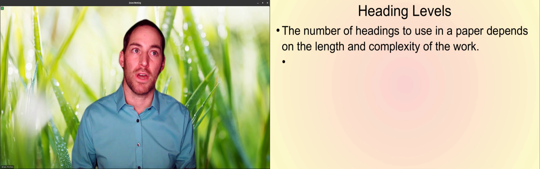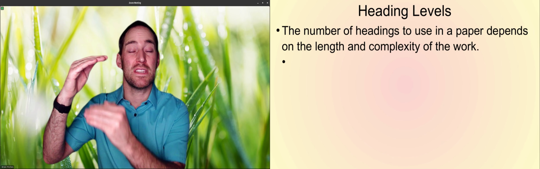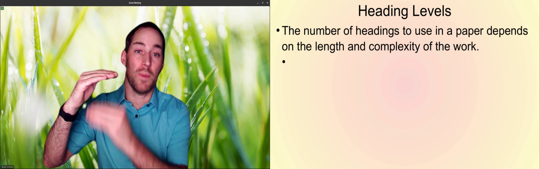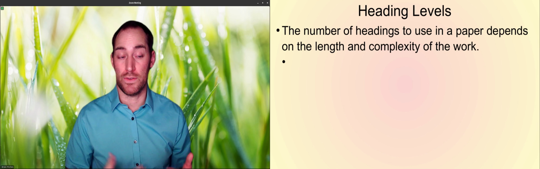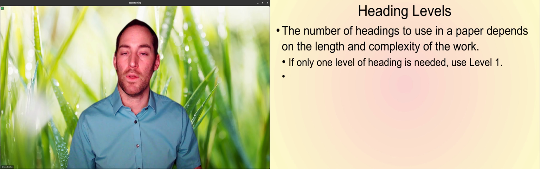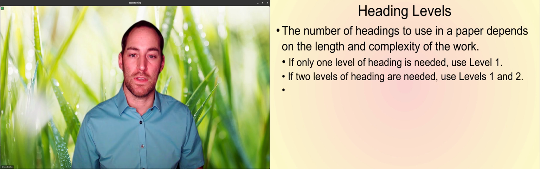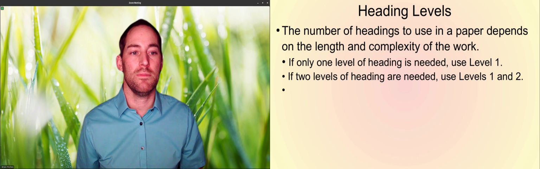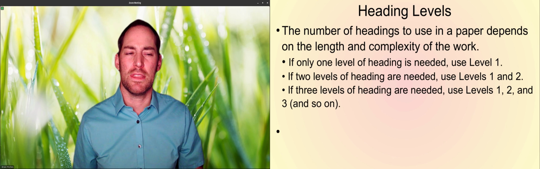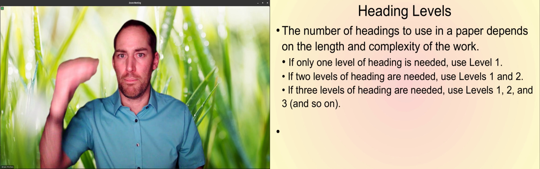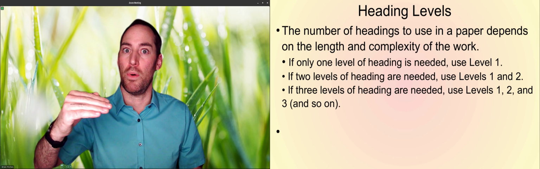But if you are talking about mindfulness and then talking about every single different kind of mindfulness exercise, you might have more second level headings under those first level headings. So if only 1 level of heading is needed, use level 1. If 2 heading levels are needed, use levels 1 and 2. Think of it kind of like an outline with bullet points.